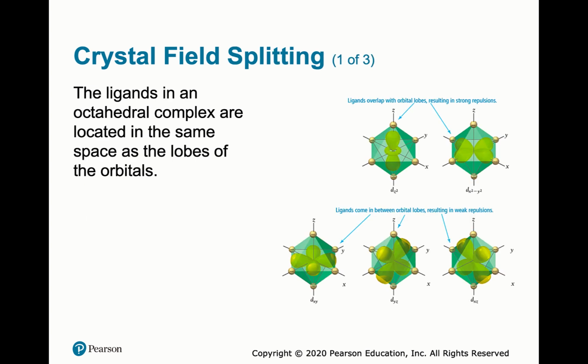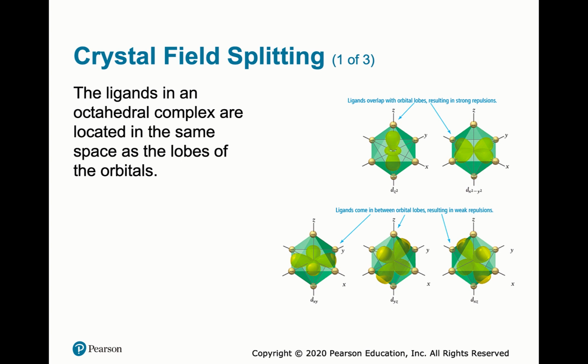So a little different. And so let's look at these pictures here. In this case it's an octahedral complex, and you have the octahedron there, and inside of that octahedron you have the d orbitals. And with the octahedron, the things around the octahedron are really going to affect the dz squared and the dx squared minus y squared, because those are along the x, y, and z axes.